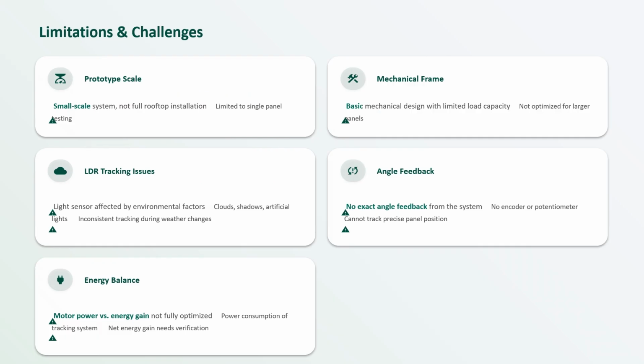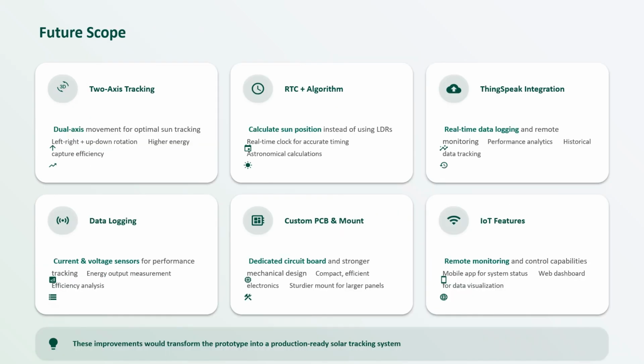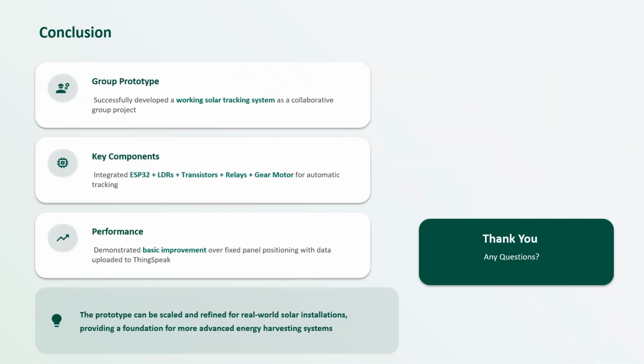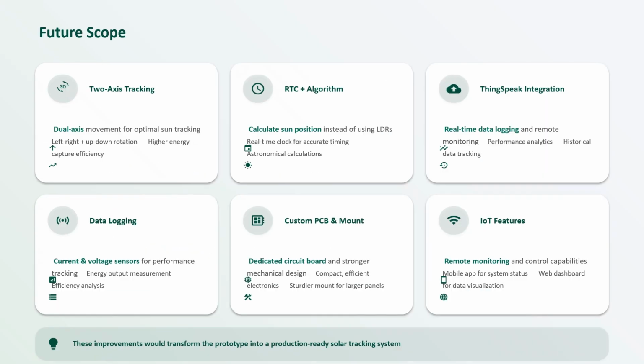Now, if we talk about the future scope of our project, then we have several clear improvement ideas. First of all, we can implement two-axis tracking, so the panel can move left and right and up and down as well. Secondly, instead of using LDRs, we can use a mathematical sun position algorithm based on time, date, and location to calculate the sun's angle. Third, we can add a current and voltage sensor to log real power data and properly compare a fixed panel with a tracking panel. Fourth, we can design a custom PCB and a stronger mechanical structure for more stability. And finally, we can add an IoT feature so the system can send data and status to a mobile app or a web dashboard.